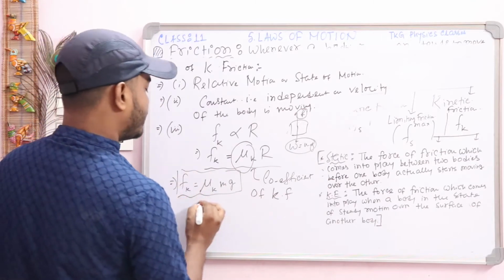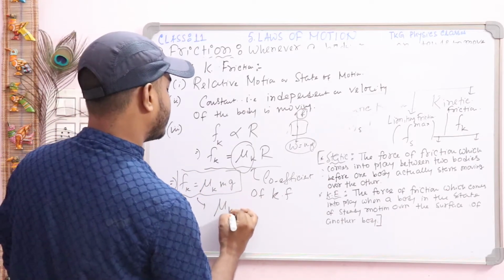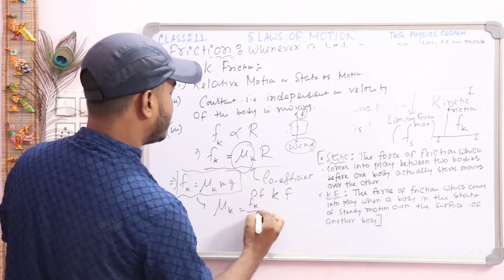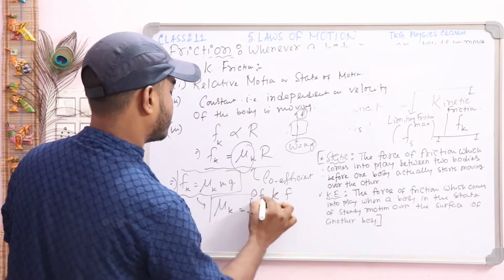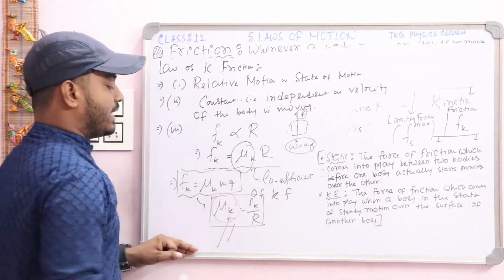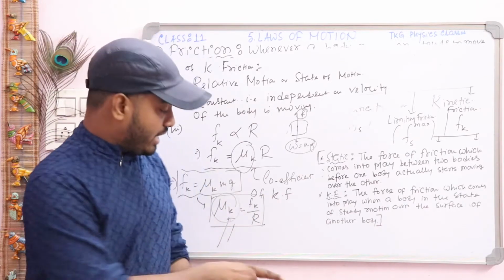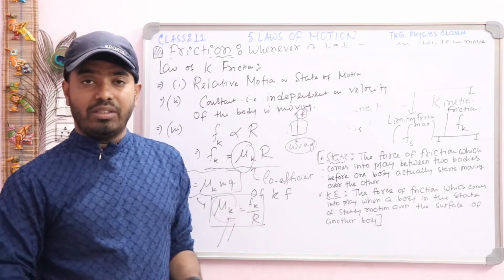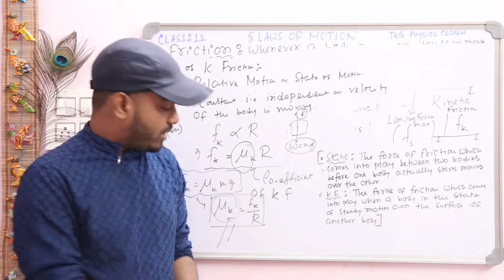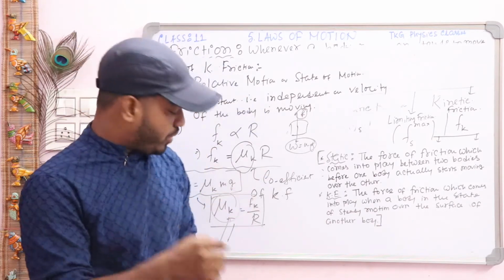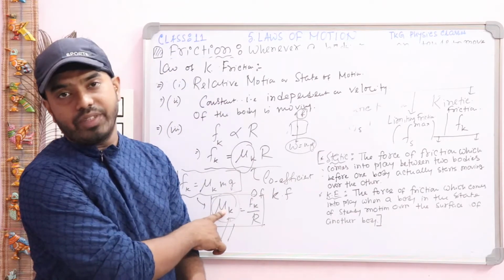Now here you see what is the value of mu k. Mu k is equal to, from this equation you can write, Fk divided by R. So this ratio gives mu k, that is the ratio of kinetic frictional force to the normal reaction force. This is the ratio of two forces. This one is the kinetic frictional force and this is the normal reaction force, and this ratio is known as the coefficient of kinetic friction.